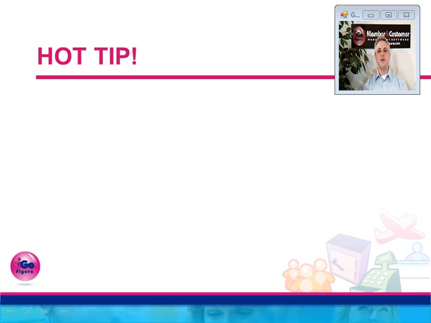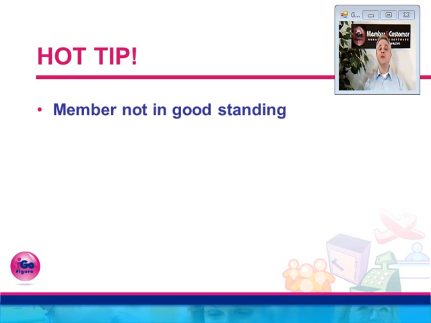Now, here's a hot tip for you. Anytime that a member scans in and they are not in good standing, their membership's ended, they're behind in their dues, they've had a returned payment like an insufficient funds check, their door access will be denied. In other words, if you're using the electronic door lock system integrated with your iGoFigure software, it will not unlock the front door for them.